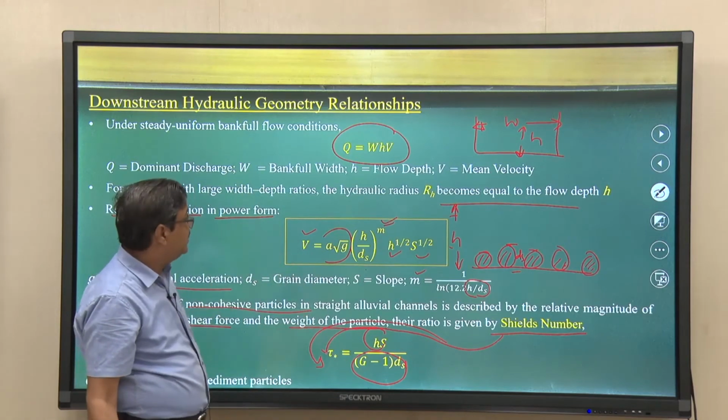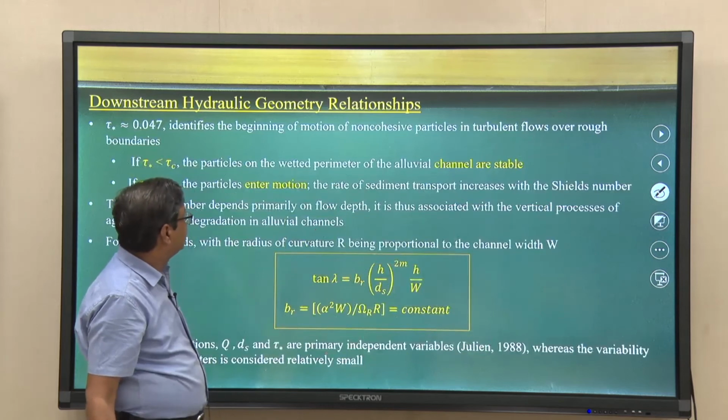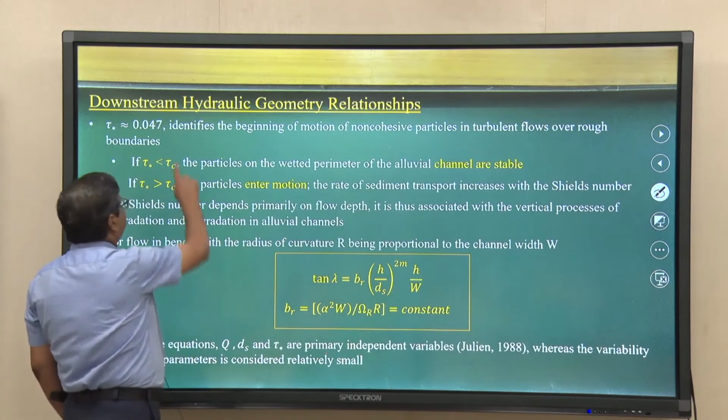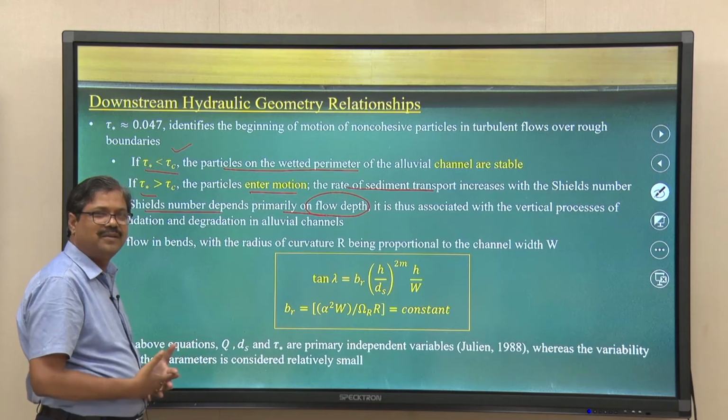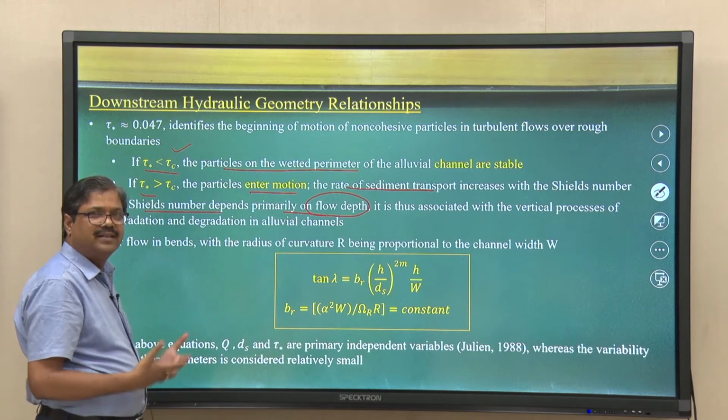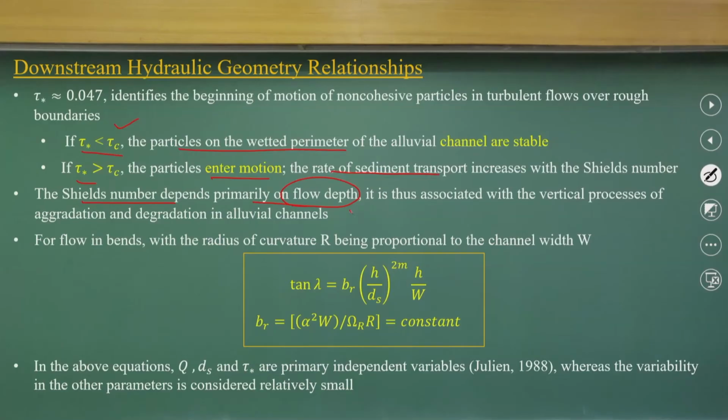Now, we try to establish a relationship. Look at the weighted parameters of alluvial channels: if tau star is less than the critical shear stress, there is no motion; if it is more than that, then the particles will start moving, and the rate of sediment transport increases with the Shields number. The Shields number primarily depends upon the flow depth, because ds does not change, g does not change, and specific gravity does not change; only the depth h and the slope s matter. So, it primarily depends upon the flow depth and the vertical processes of aggradation and degradation in alluvial channels.